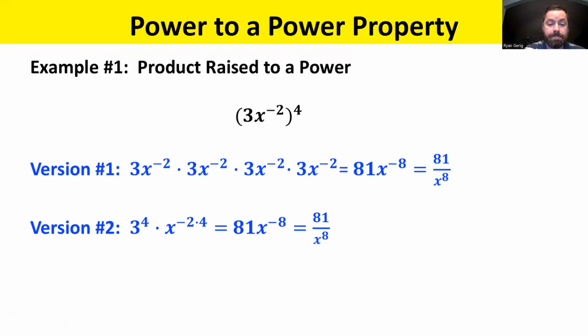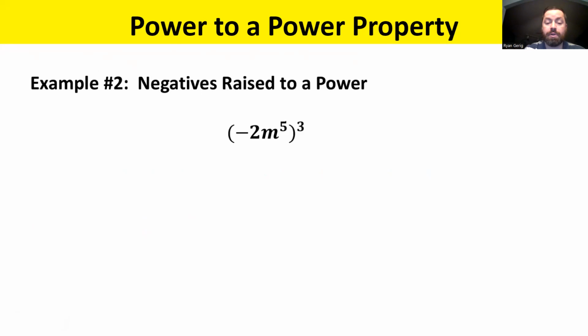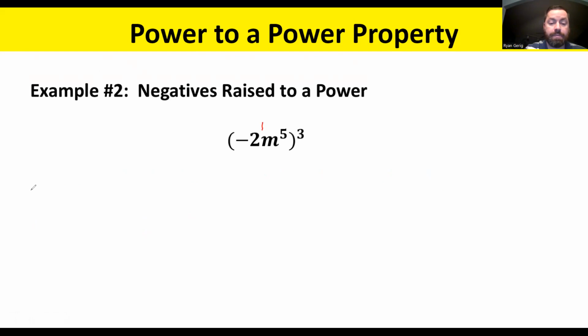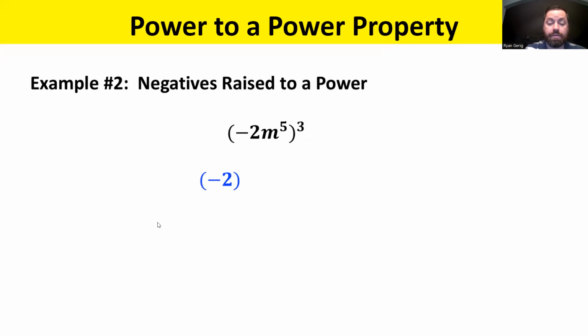What about when your number or your coefficient is a negative? Well, there's still a positive exponent of 1 on that -2. So you gotta remember that. I'm going to multiply the 1 on the -2 by 3. So it becomes -2 to the third power. And then m to the 5th times 3, which is going to be m to the 15th. But -2 to the third power is -2 times -2 times -2, which is -8, m to the 15th.